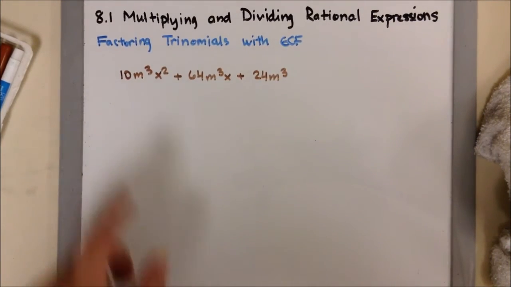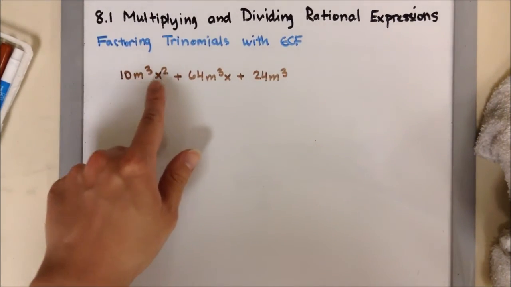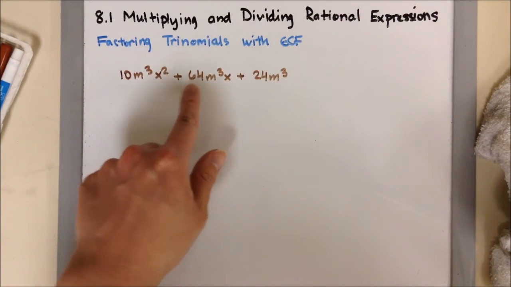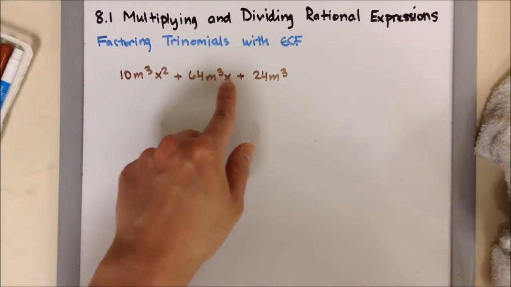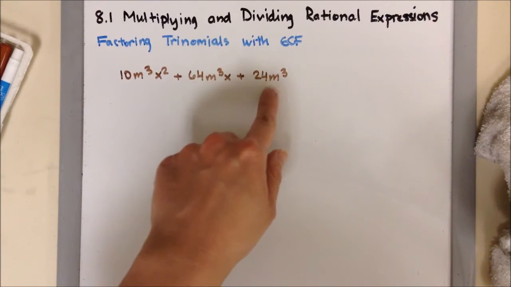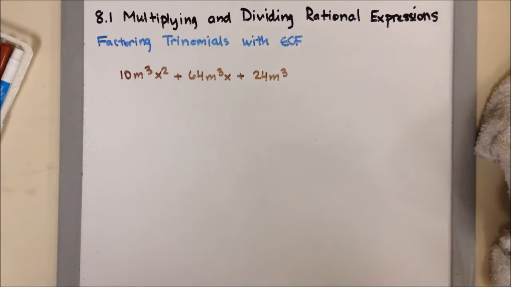So in this example, we have 10m to the third power x squared plus 64m to the third power x plus 24m to the third. Now what's different with this example is that we have two different variables, the m and the x, but we're going to apply the same process as we did factoring with GCF and then factoring with the trinomial.